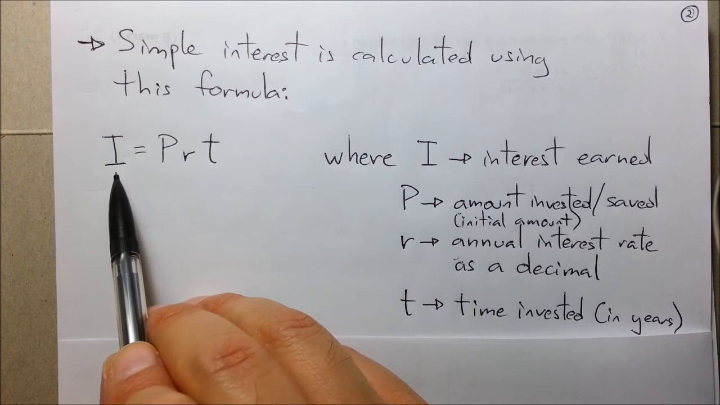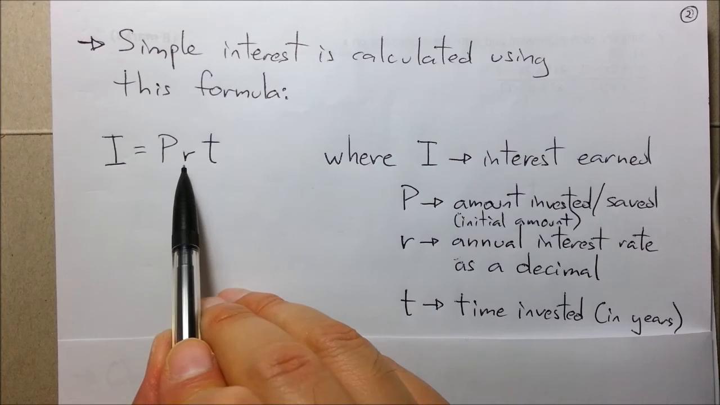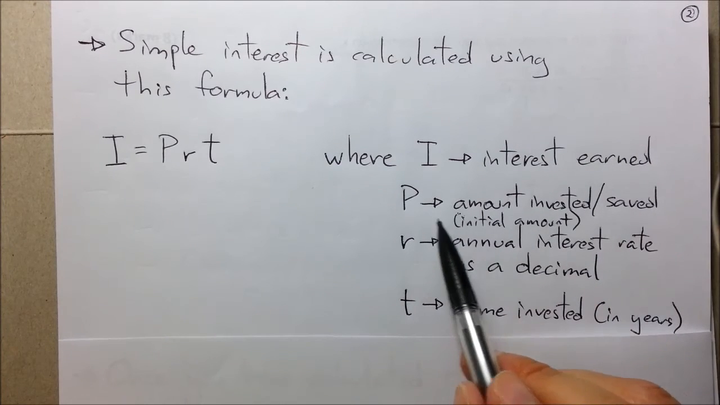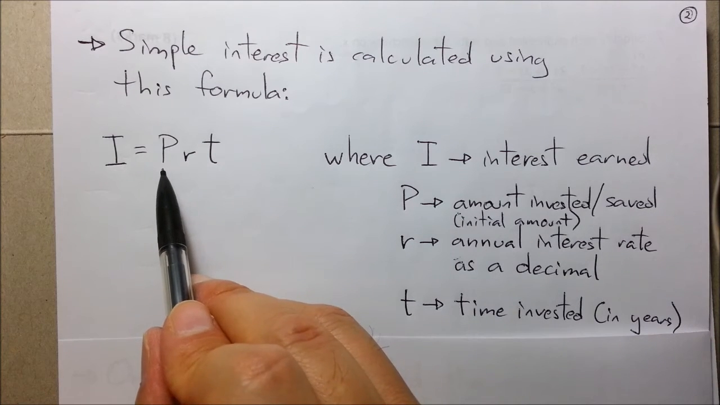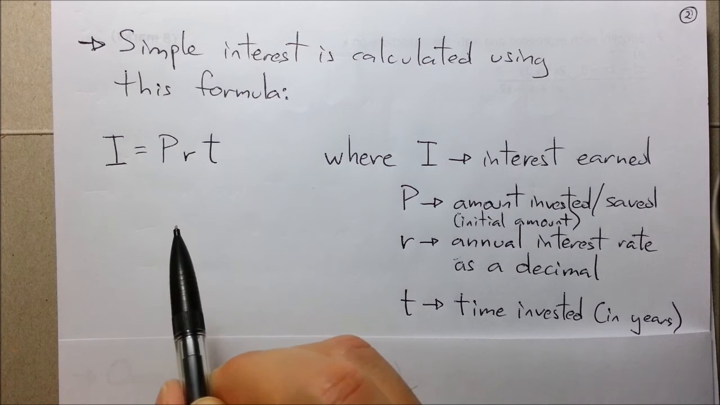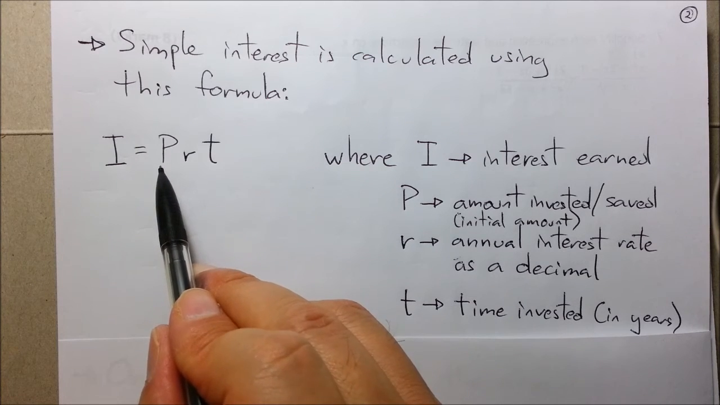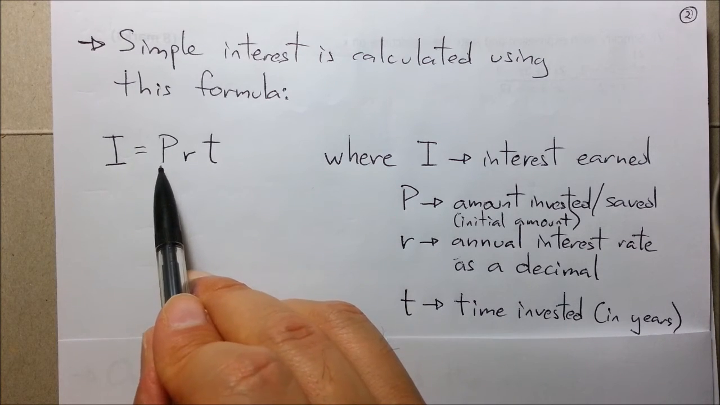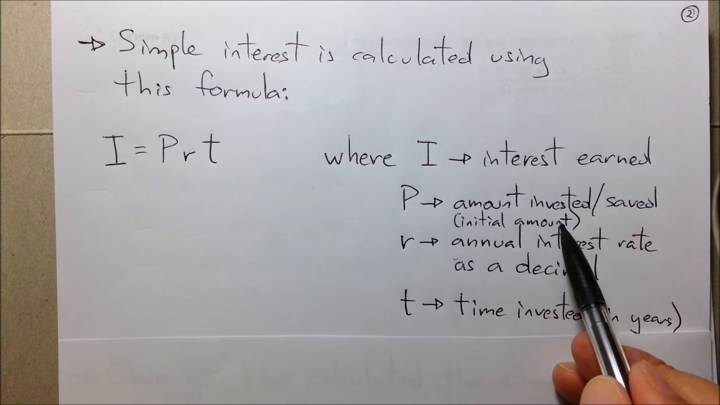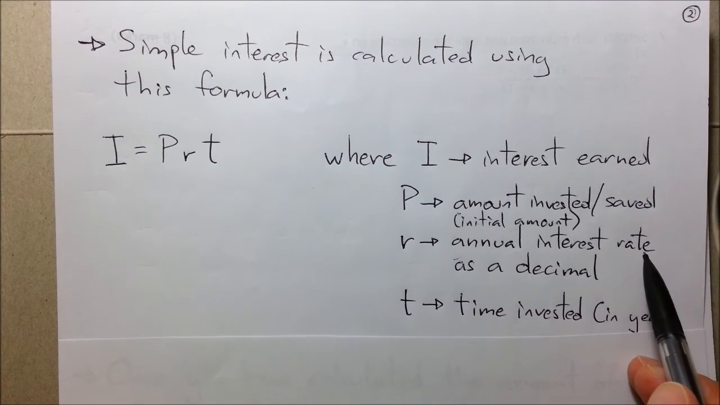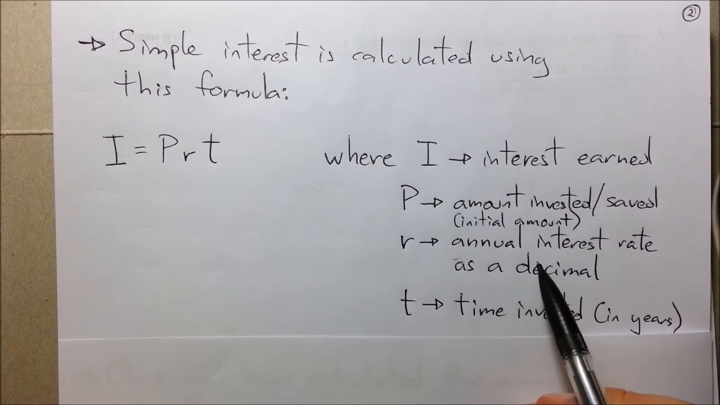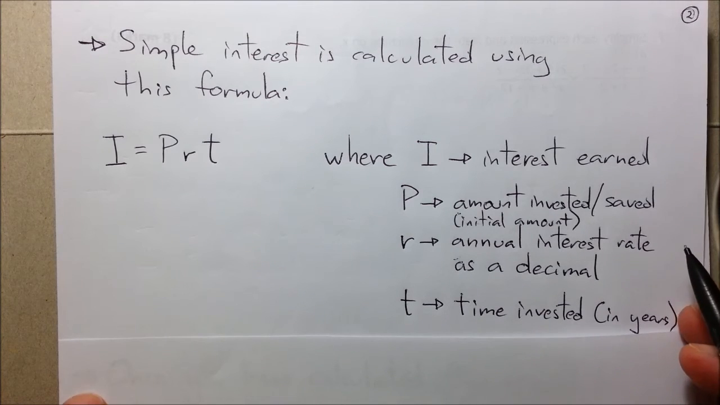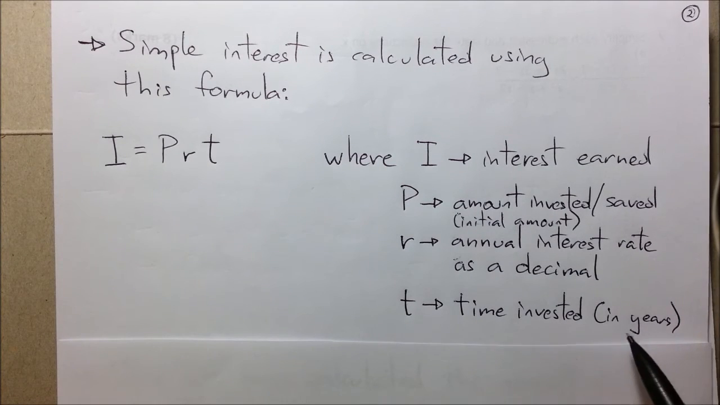This formula, I equals P times R times T, where I is the interest earned, P is the amount invested or the amount saved. In other words, it is the initial amount. So for example, if you want to invest $1,000 and you want to make it grow over time, that's your initial investment. P is the initial amount or the initial investment. R is the annual interest rate, and it has to be expressed as a decimal. We'll see more examples about that. And T is the time invested in years. So we have to make sure that when they give us time, it will be in years.